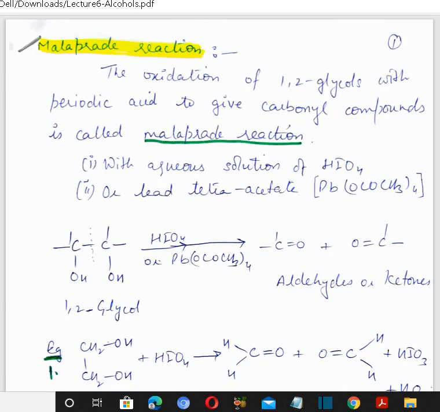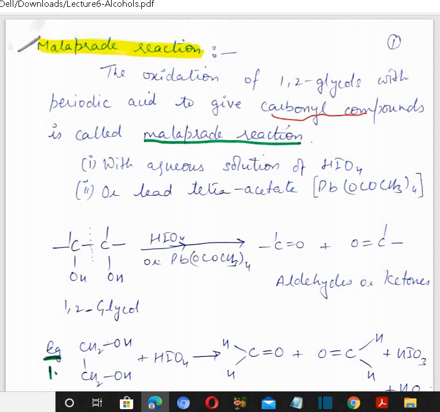So today we will start with the Malaprade reaction. Till now we have already done glycol and glycerol in detail, that is their preparation and properties. Now we will start with the Malaprade reaction. It is related to glycols, that is, it is also related to glycol and glycerol. In this reaction, oxidation of 1,2-glycols is done with periodic acid or with lead tetraacetate to give carbonyl compounds.